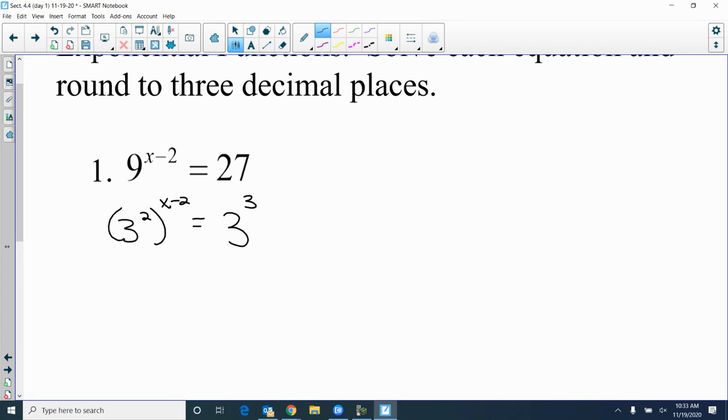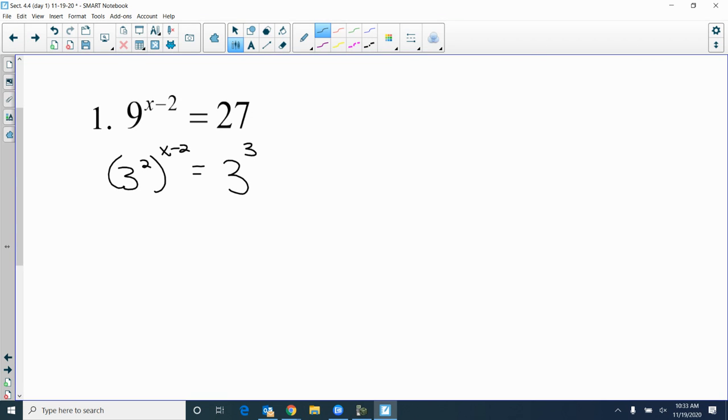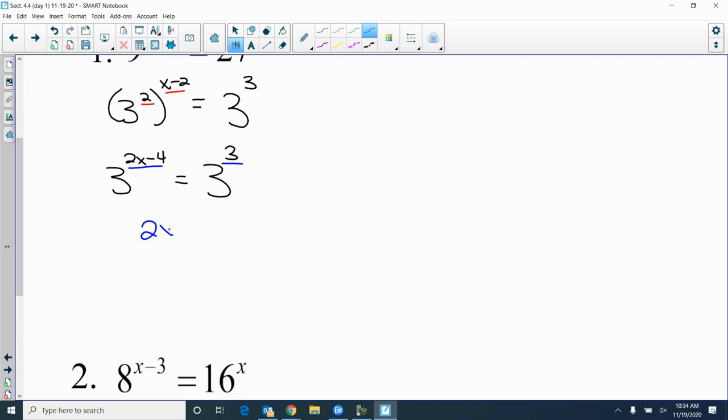You have to do a little simplifying here. With 3 squared to the x minus 2, you multiply exponents, which would be 2 times x minus 2, basically distributing it. That gives me 3 to the 2x minus 4 equals 3 cubed. Once you're there, you have the same base, so all you have to do is set the exponents equal to each other. So 2x minus 4 equals 3. Add 4: 2x equals 7. X equals 7 halves.